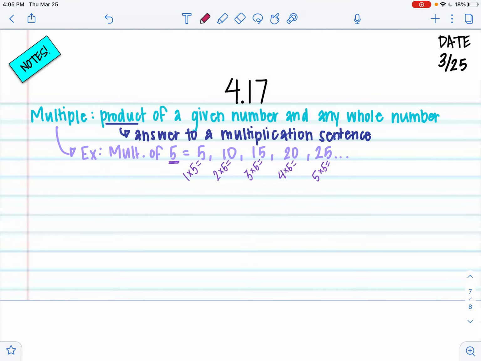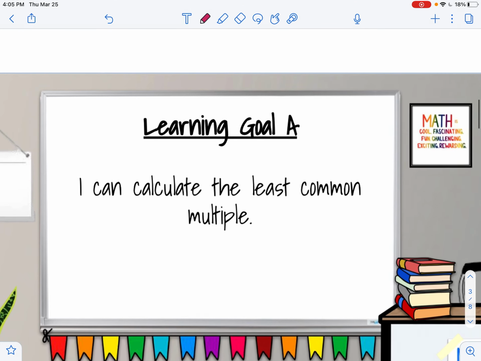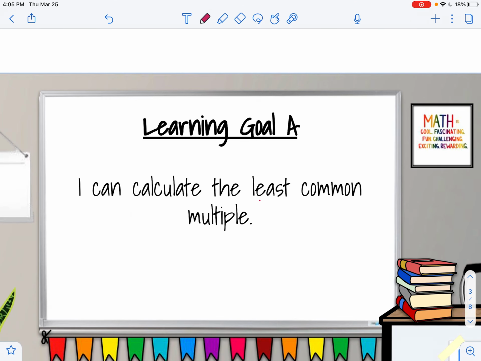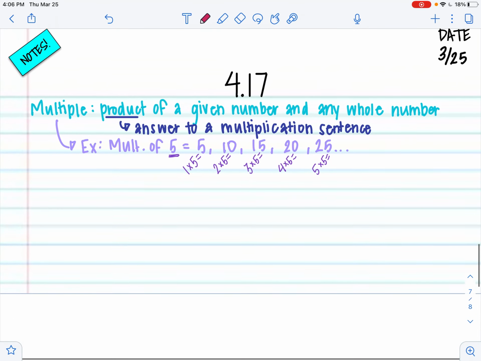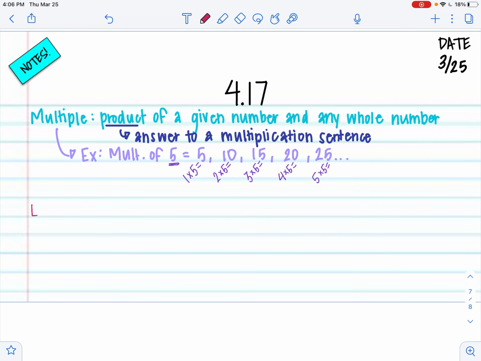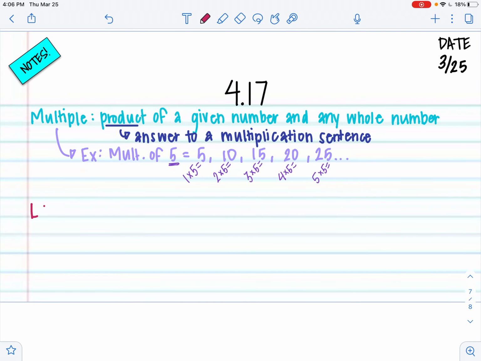Of course, today's learning target, which I don't think I actually shared in this video yet, but here's today's learning target, is I can calculate the least common multiple. So let's break that down. Least common multiple, which a lot of times is just written as LCM. The LCM, or the least common multiple, all that means is the smallest multiple that two numbers have in common.